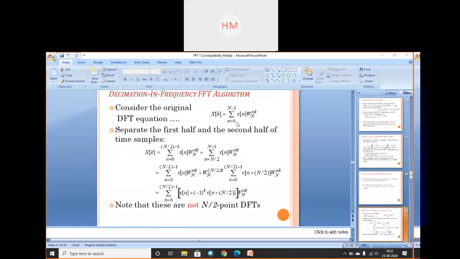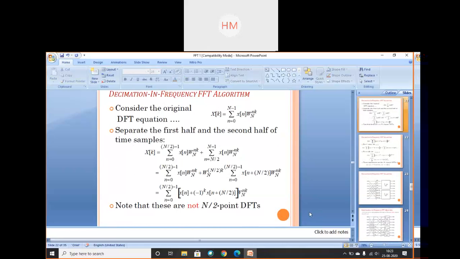So consider the original DFT equation. Separate the first half and second half of the time samples. First half and second half we have divided over here. N by 2, half of your samples: 0 to N by 2 minus 1, and N by 2 to N minus 1. So we have divided the sample points. Note that these are not N by 2 point DFTs. This equation is just a simplification of the original DFT equation. It is not an N by 2 DFT. So X of k equation, you can write it in your copy.